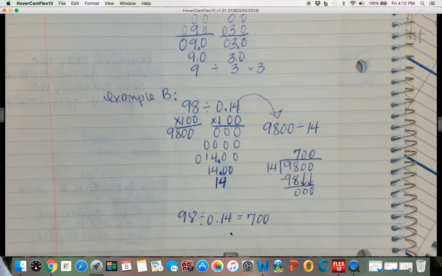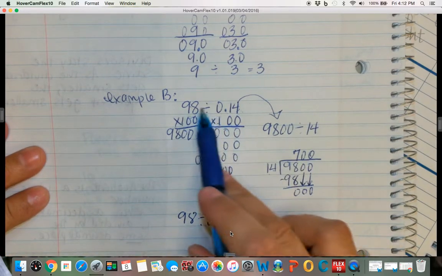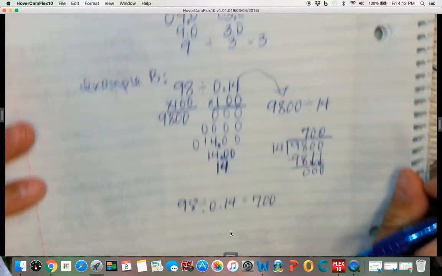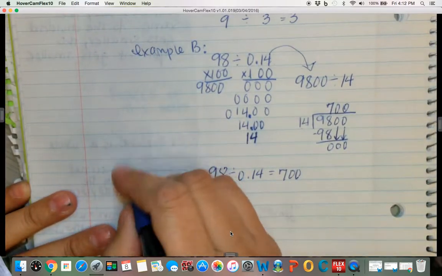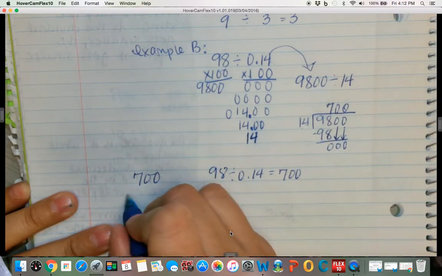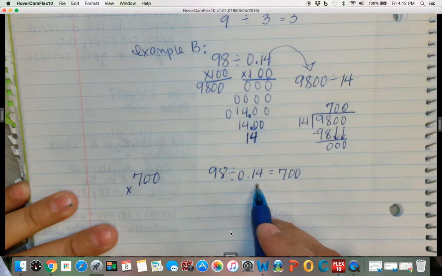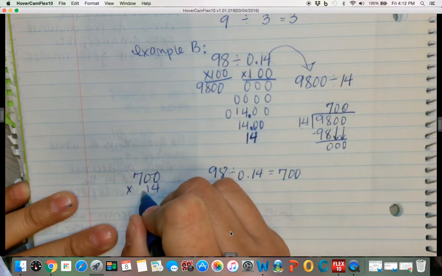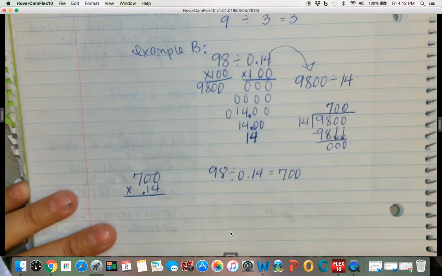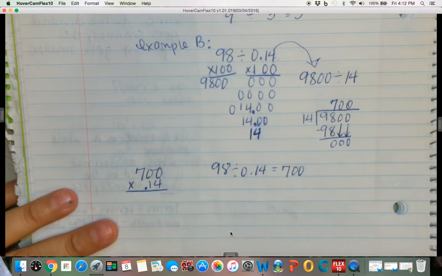How can I know that that is correct? Let me prove to you that this problem is the same as this problem. And I'm going to prove it to you by doing the opposite, which is multiplying. So I'm going to multiply 700 times 14 hundredths. And if I don't get a whole of 98, then I did something wrong.